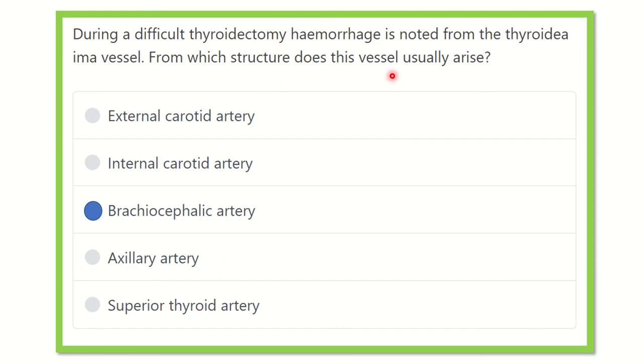So our final answer: the thyroidea ima artery arises from the brachiocephalic artery.